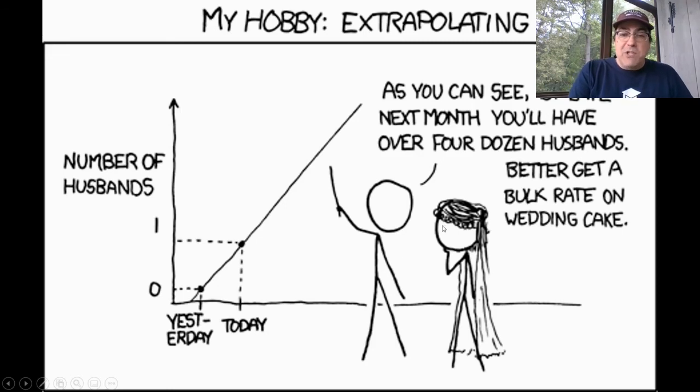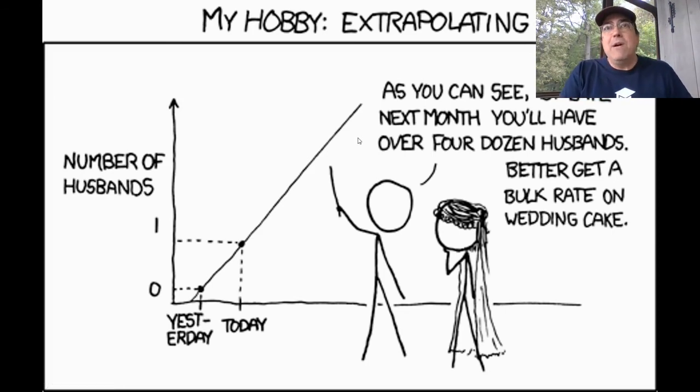Let's see. Oh, here's a woman that just got married. Yesterday, she had 0 husbands. Today, she has 1 husband. And then this guy goes, as you can see, by late next month, you'll have over 4 dozen husbands. You better get a bulk rate on wedding cake. Again, an example of how extrapolation is bad. It can lead you to bad conclusions.